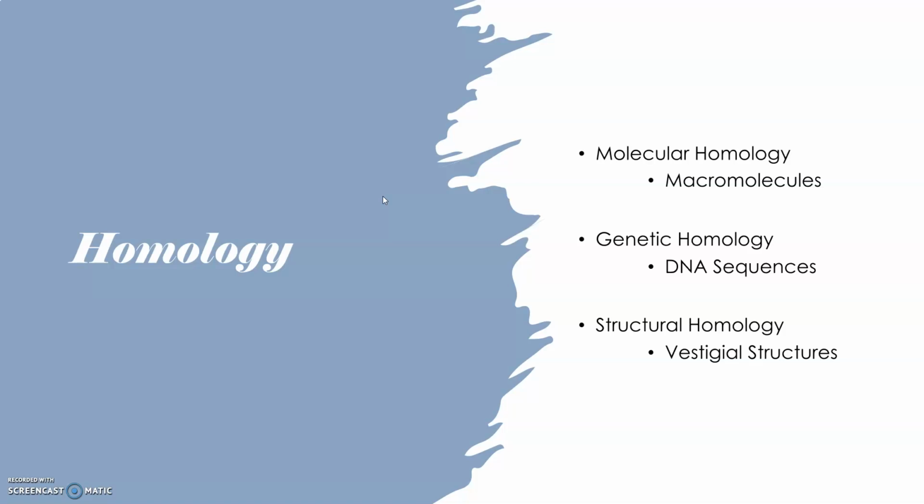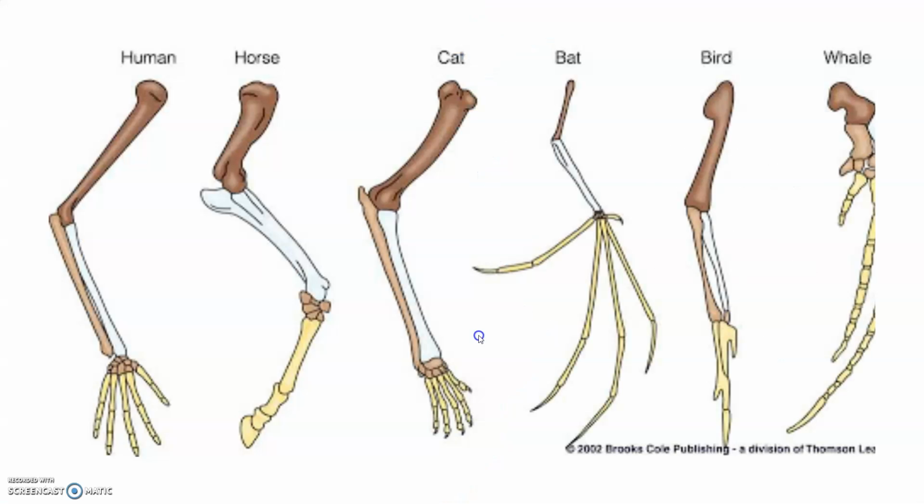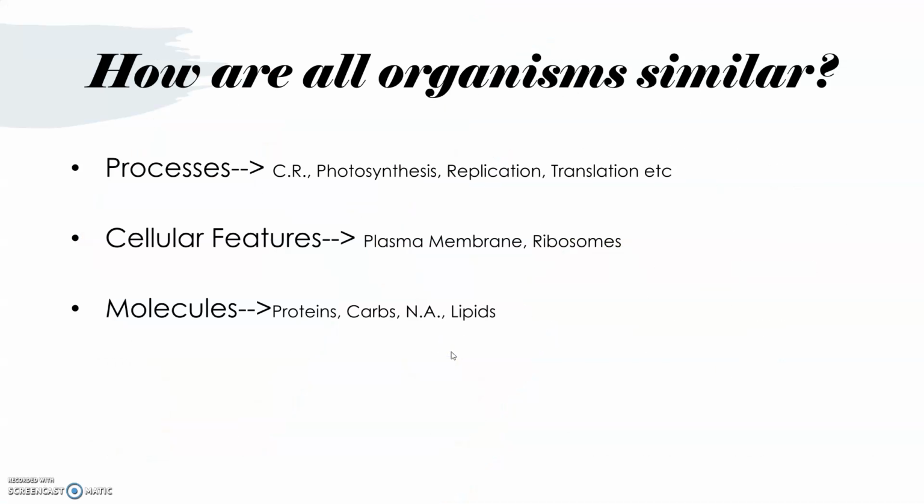Again, going back to it: molecular, genetic, and structural. Molecular means the same molecules, genetic means looking at the DNA sequences, and structural means looking at similar structures within organisms across the spectrum. And then going further, I would have titled this, "How are you similar to a bacteria cell?" You're not really similar to a bacteria cell in many ways, but there are a few.